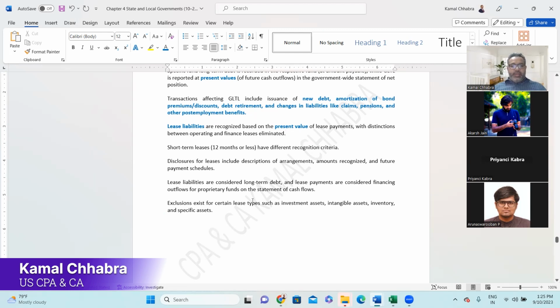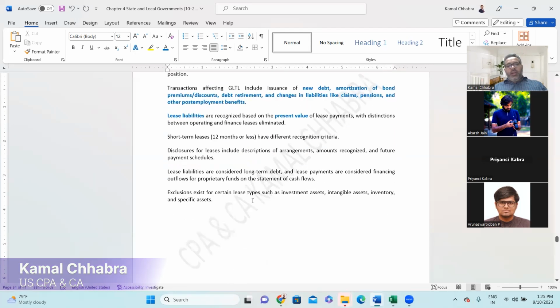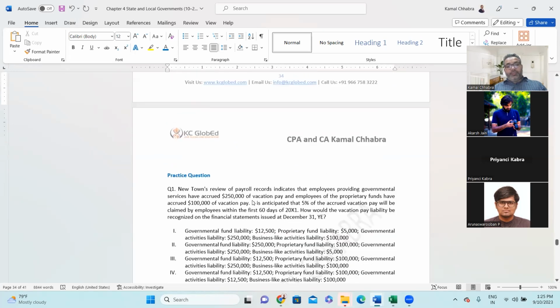And exclusions exist for certain lease types, such as investment assets, intangible assets, inventory, and specific assets. Those items are not considered lease items, right? For that, we have a specific separate accounting standard codification, right? So this is about journal and proprietary long-term liabilities.